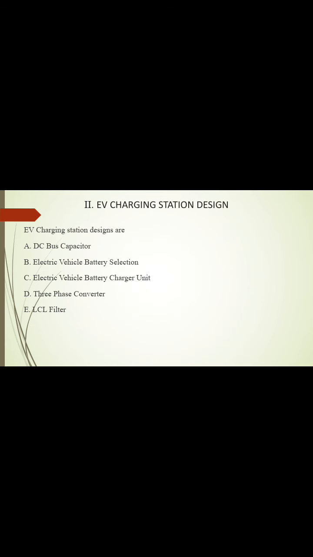EV charging station design. The EV charging station design includes the DC bus capacitor, electrical vehicle battery selection, electrical vehicle battery charger unit, three-phase converter, and LCL filter.